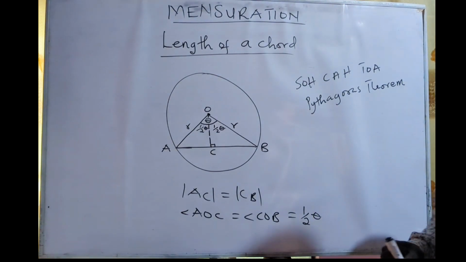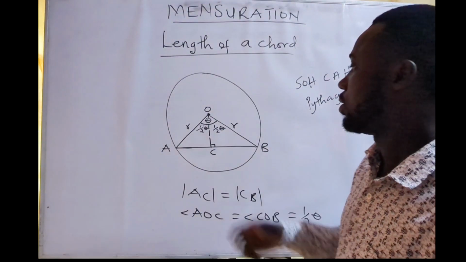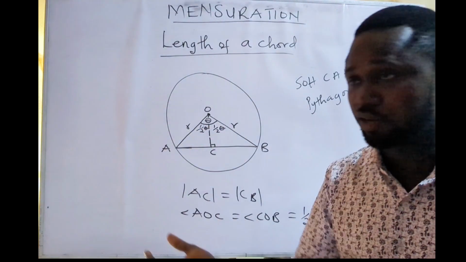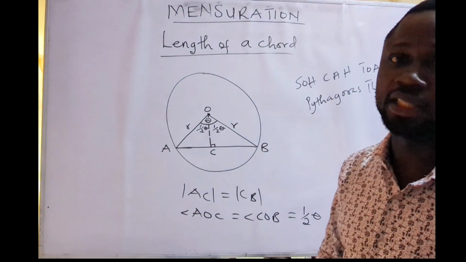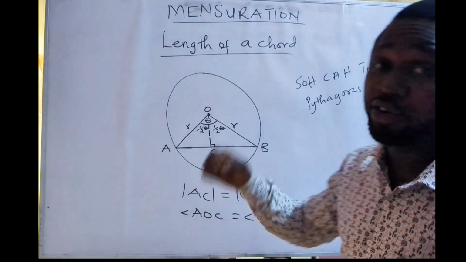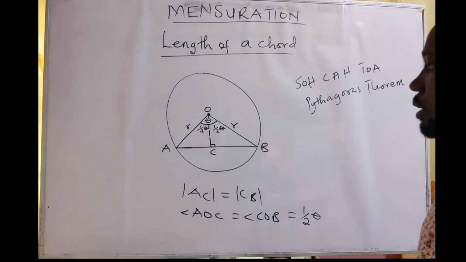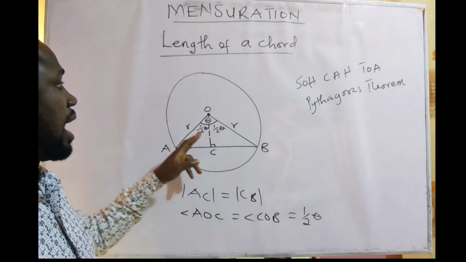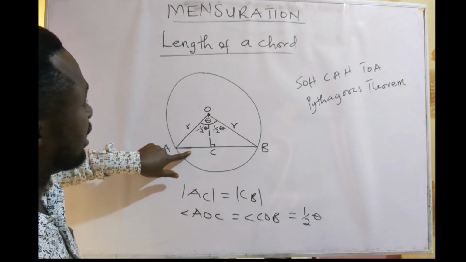So the Pythagoras theorem can help me if I know two of the sides and I'm to calculate the third one. Or if I'm given an angle and I'm looking for the length, or if I'm looking for an angle, then I'll go by the SOHCAHTOA because it's a right angled triangle. So that is what we can use. So for instance, if I have the radius and I have the angle, then I can calculate what? I can calculate here.